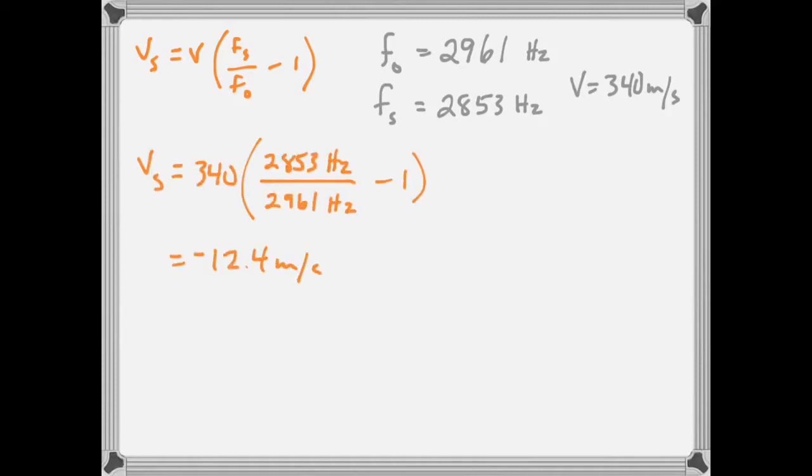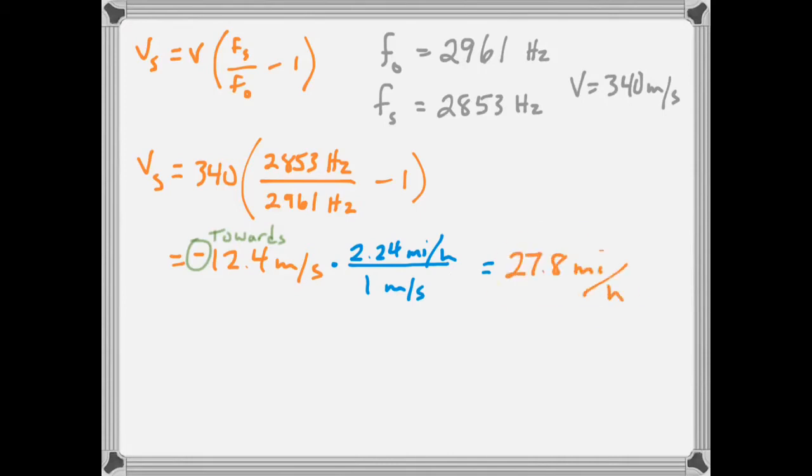Let's simplify. Negative 12.4 meters per second. Why is there a negative? Because it's coming towards us. The distance is decreasing. 12.4 meters per second. Not too familiar with that. Let's multiply by a conversion factor and get miles per hour, 27.8. 27.8 miles per hour. There you have it.